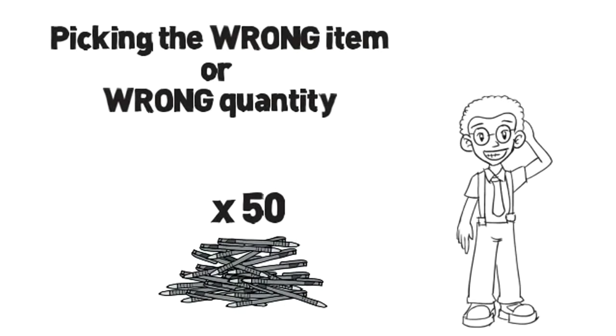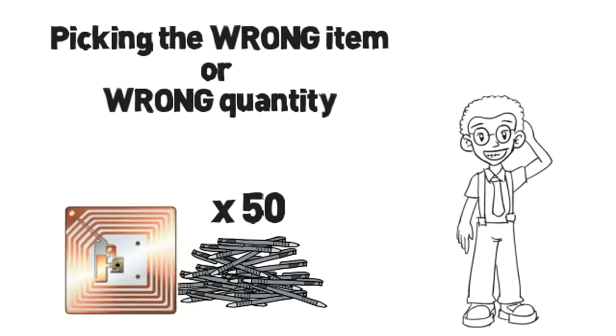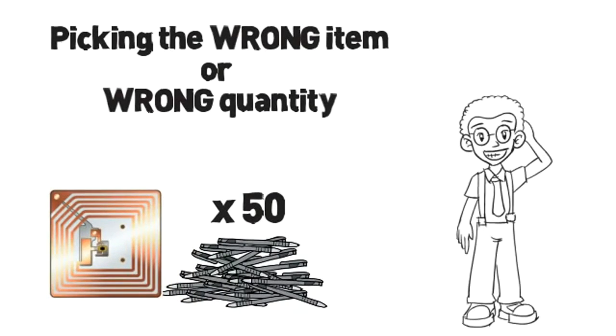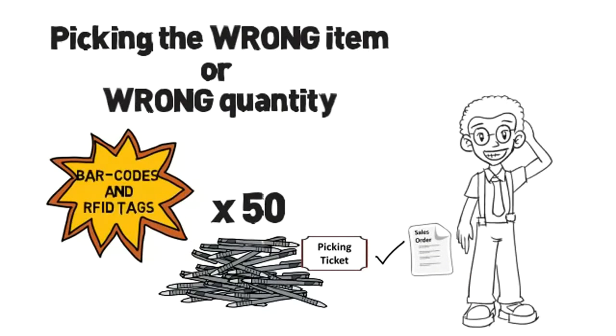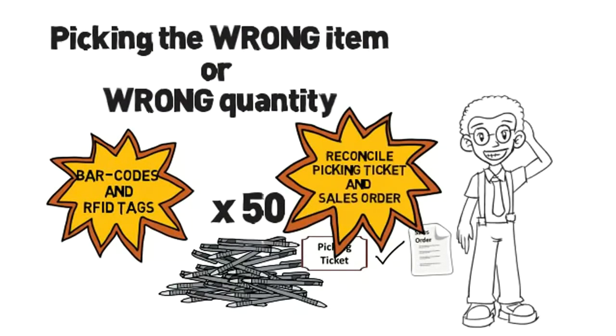Now we can address each of these threats with the following controls. For picking the wrong order or wrong amount, we can use barcodes or RFID tags to track our inventory. We can also reconcile the picking ticket and the sales order to make sure the order is correct. So you can use barcodes or RFID tags, and you can reconcile the picking ticket and sales order.